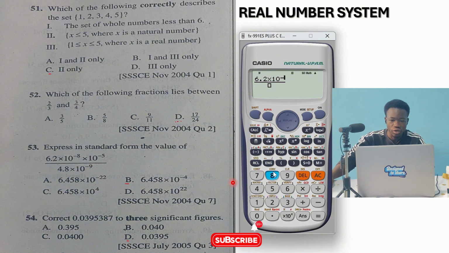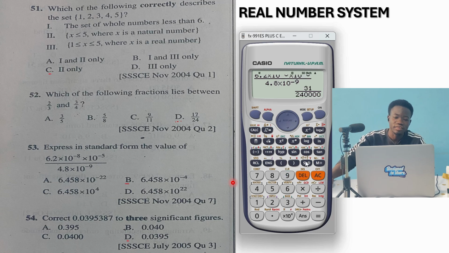I use the arrow key to go down, times 10 exponent -5. And come down, use the down arrow key here to come down. Now 4.8 multiplying 10 exponent -9. And you press the equal sign. So this is the right answer according to this question.